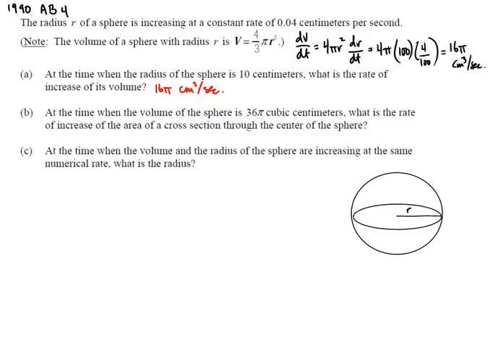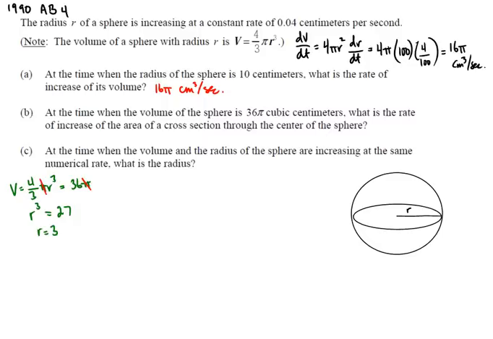B, at the time when the volume of the sphere is 36 pi cubic centimeters, what is the rate of increase of the area of a cross-section through the center of the sphere? And you can see from my drawing that that cross-section would just be the circular area that passes through the center. It would have an area of pi r squared. So we know that the volume, which is 4/3 pi r cubed, has to equal 36 pi, and the pi's cancel. We multiply by 3/4 both sides, and we'd end up with r cubed is equal to 27, so that r is equal to 3.